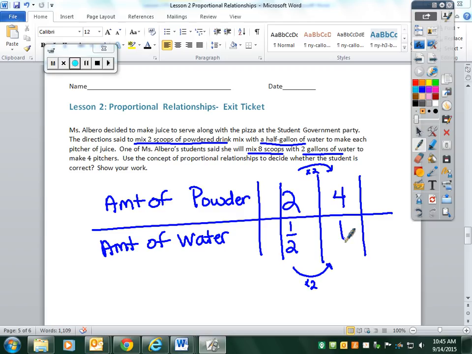At that point, I can easily double again, multiplying by 2 to give me 8 scoops of powder. When I double this one as well, I multiply by 2 and it gives me 2 gallons of water. In this case, we've answered the question where I have 8 scoops right here to 2 gallons of water, and when I figure that out, that ends up being, again, along with my unit rate, 4 pitchers. So, to answer my question, yes, she is correct.